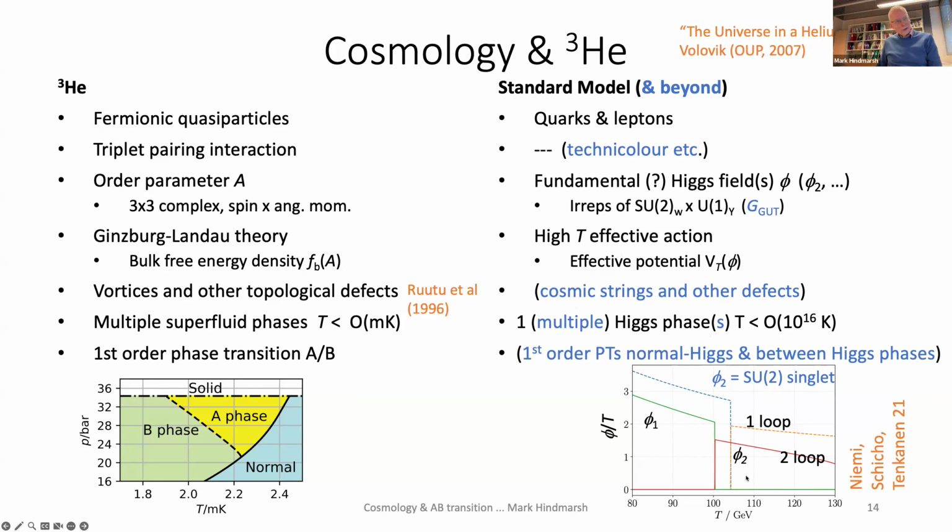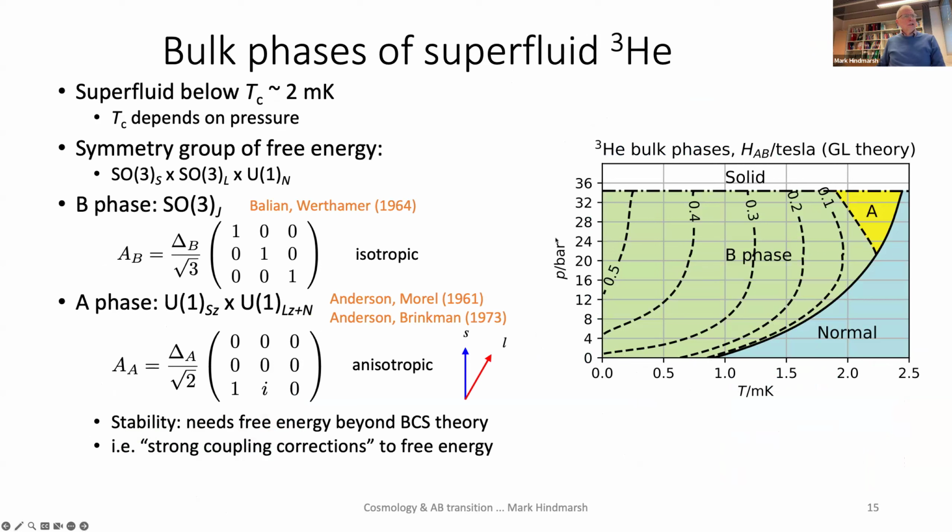So what do we know about this first order phase transition? Let's talk a little bit more about the bulk phases of superfluid helium-3. As I was saying, the superfluid transition temperature is roughly 2 millikelvin, but it depends on pressure. It's less than a millikelvin at zero gauge pressure, and up to 34 bar where it solidifies, it's nearly 2.5 millikelvin. So it depends on pressure.